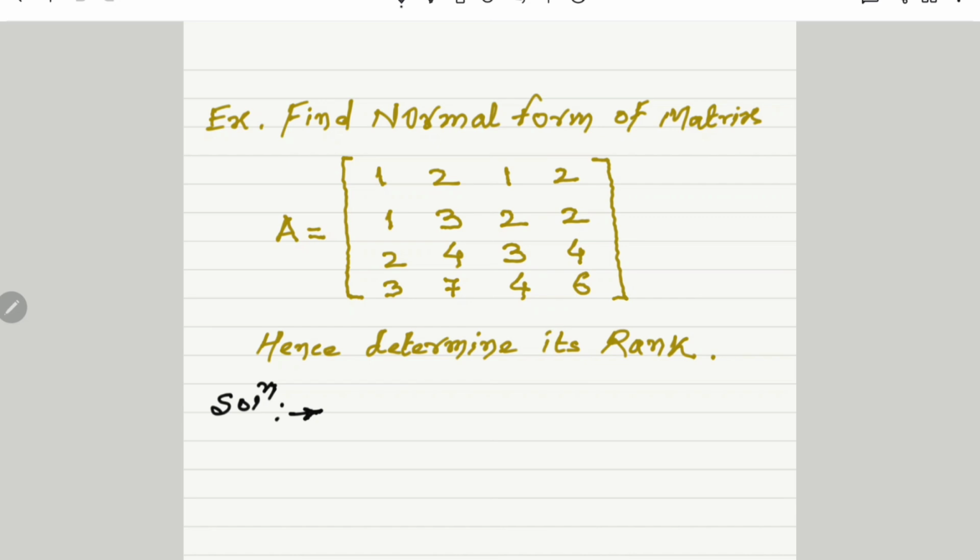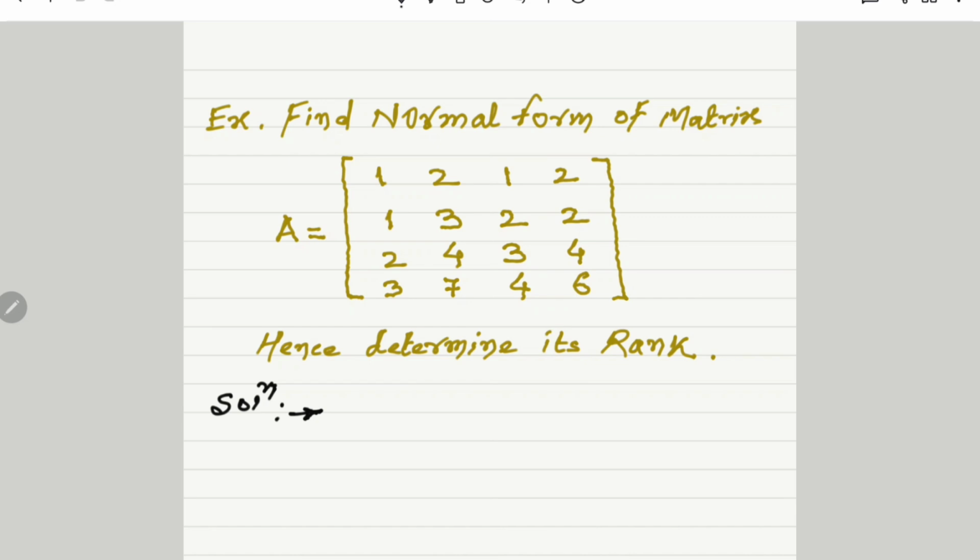This is the revision series for matrices. First video is about the normal form of matrix. Question is: find the normal form of matrix A, whose elements are first row 1 2 1 2, second row 1 3 2 2, third row 2 4 3 4, and fourth row 3 7 4 6, and hence determine its rank.